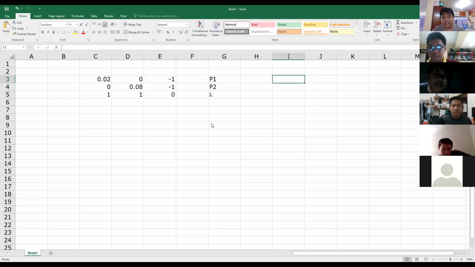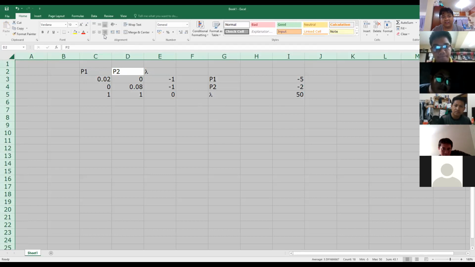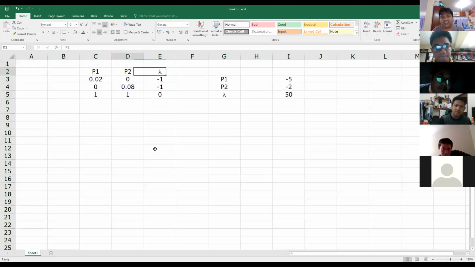And then your matrix C from earlier: -5, -2, and our demand of 50. Okay? This matrix is actually part of the variables here. It's just a refresher on matrices. This is 0.02 P1 plus 0 times P2, since there's no P2, times lambda. So we need the inverse of matrix A in Excel.